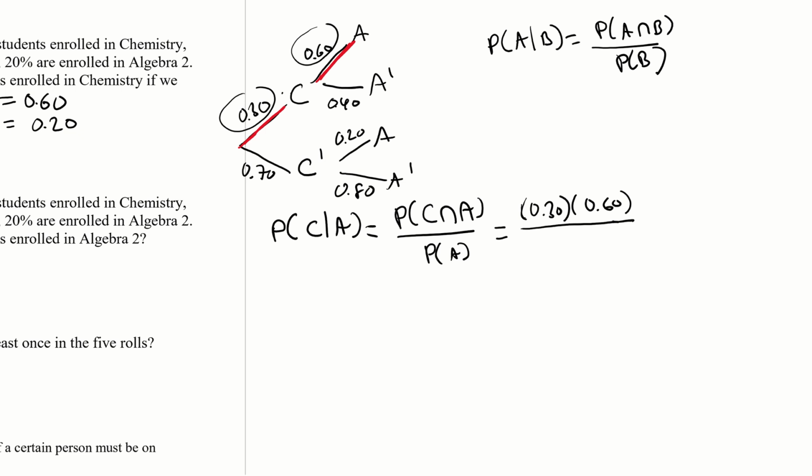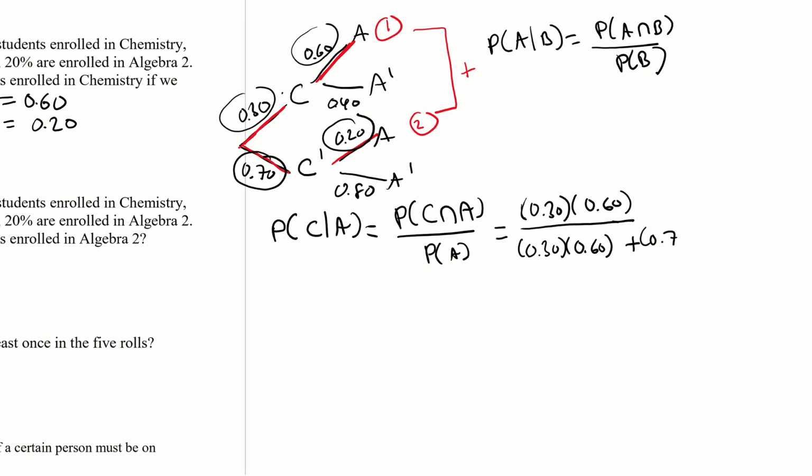All right, and then it says, what's the probability of algebra 2? Where that's this pathway, right? Pathway number 1, and then pathway number 2, which is this and this. And again, what do we do with those probabilities? We multiply them. And then we combine these with addition. All right, so we got 0.30 times 0.60, which we did in the numerator earlier, plus, and then the other pathway, 0.70 and 0.20. All right, and we combine those.